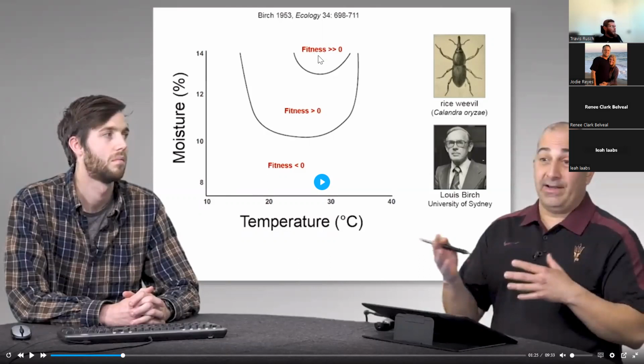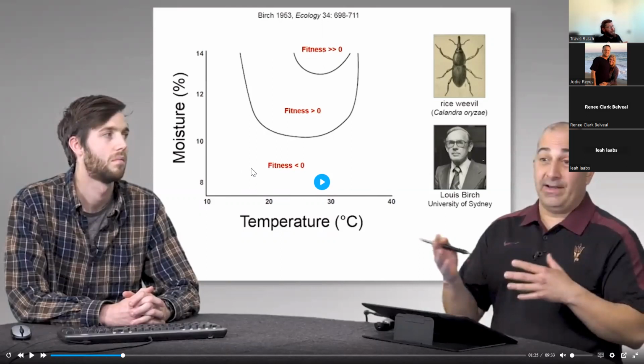This top one, this is where fitness is much greater than 0. So essentially that just means high levels of fitness, right? So if the abiotic factors happen to be in here, so about 28 degrees and 13% humidity, that would produce really good abiotic conditions and allow these organisms, these weevils, to have really high levels of fitness. Versus anything down here with low levels of moisture, pretty much at any temperature, you're going to have low levels of fitness or no fitness at all.